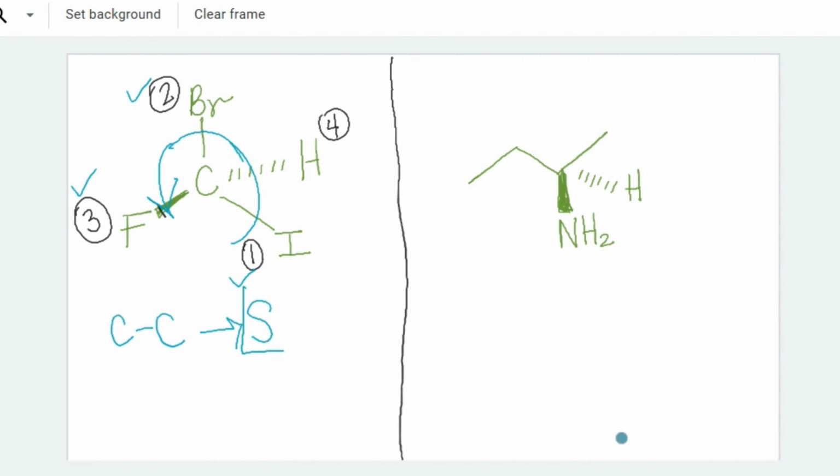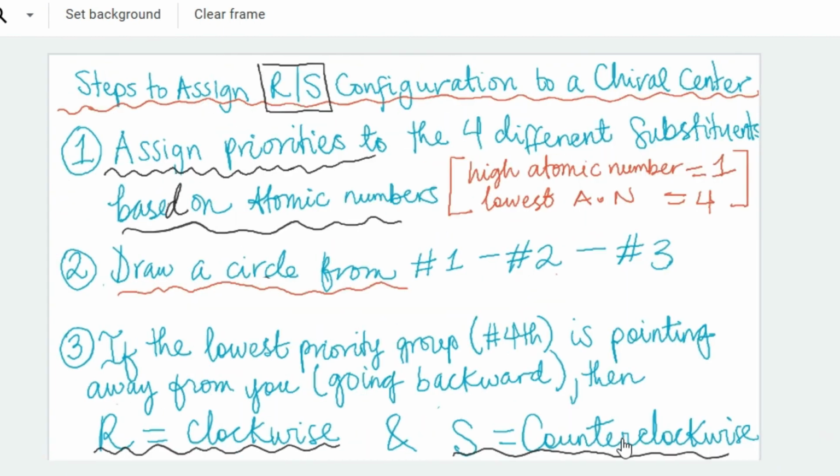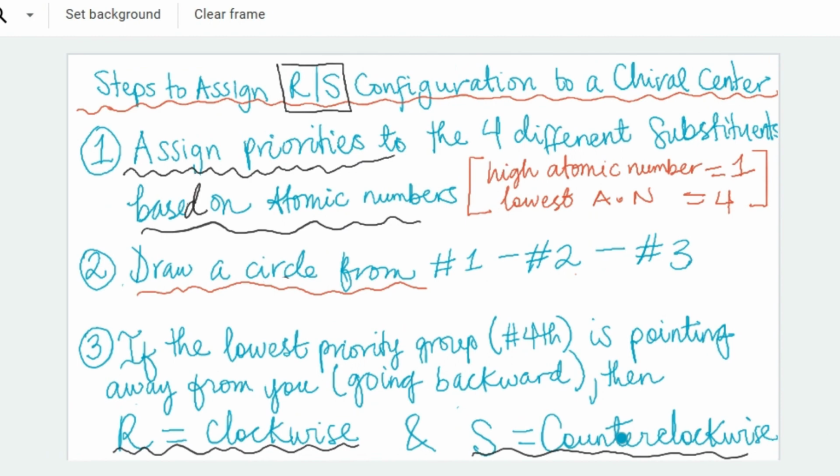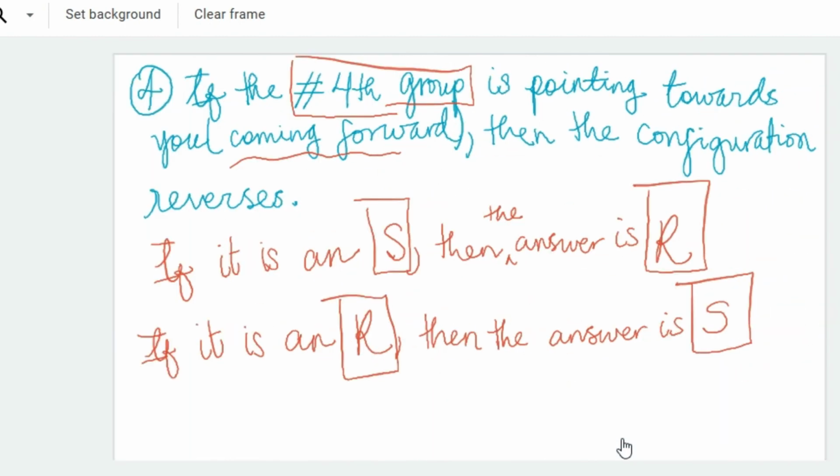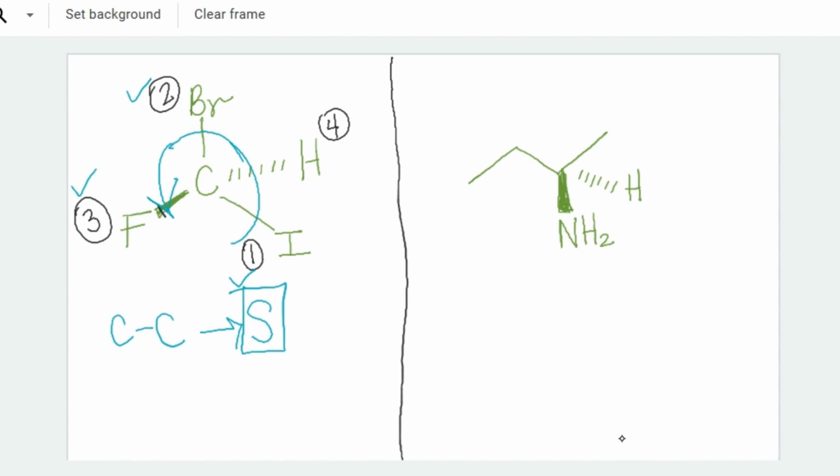But before we can agree that this is our final answer, we have to check the third information, which says, is this hydrogen the fourth priority? Is it going outside or is it going inside? Well, it's going outside, going away from us. And whenever it's going away from us, we are going to look at it. Is it clockwise? Is it counterclockwise? Well, since we don't have a situation where there's going to be a reverse, we're going to stick to the answer being an S. So the chiral center in this particular question is S, just like we did it before.